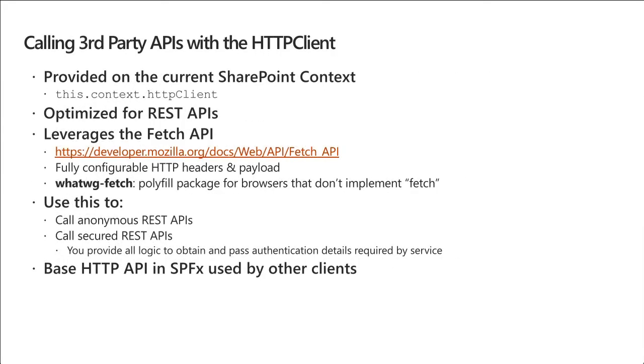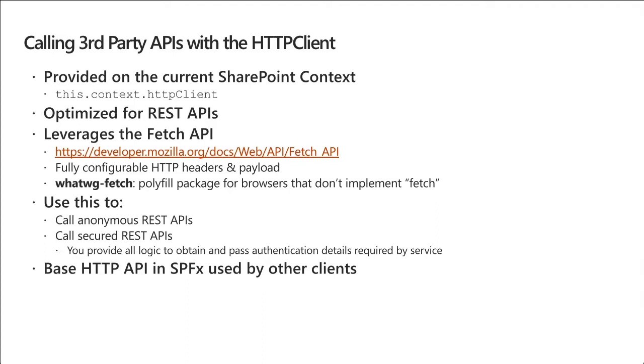Now, we're going to first focus on calling third-party APIs that are anonymous with the HTTP client. Now, this is provided to us on the current SharePoint context, and you can get to it by going to a SharePoint context and then saying .httpClient. And this is optimized for REST APIs, and it leverages the underlying fetch API, which is a standards-based way that most browsers have implemented for making HTTP requests. You can think of it as like the core jQuery.ajax method. It's a way for us to do HTTP requests in the browser. It's fully configurable. We can override any of the HTTP headers and the payload if we need to.